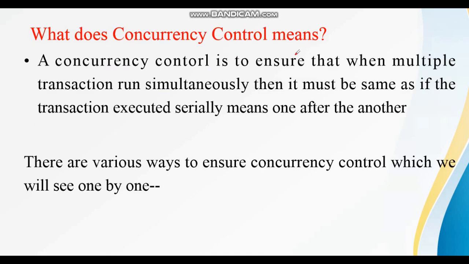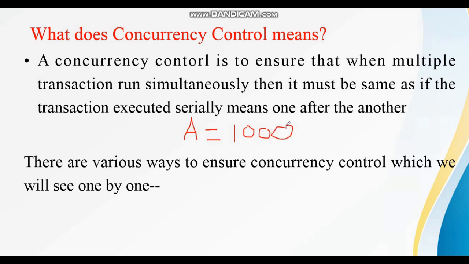What does concurrency control mean? Concurrency control is to ensure that when multiple transactions run simultaneously, the result must be the same as if the transactions were executed serially, meaning one after the other. If the transactions are executed serially, that means T1 is executed first, then after completion of T1, T2 is executed, right? And suppose transaction T1 is working on a data item, say A. After the execution, the value of the data item is, suppose, 1000.